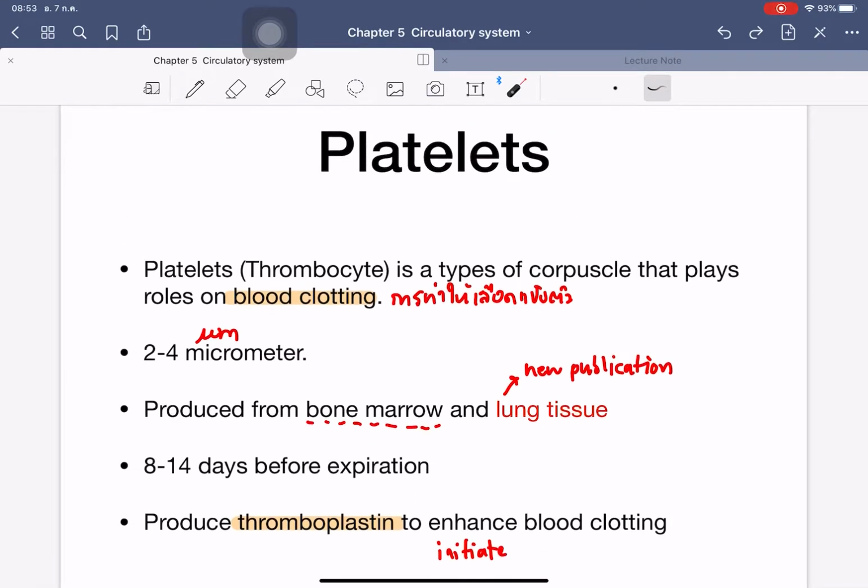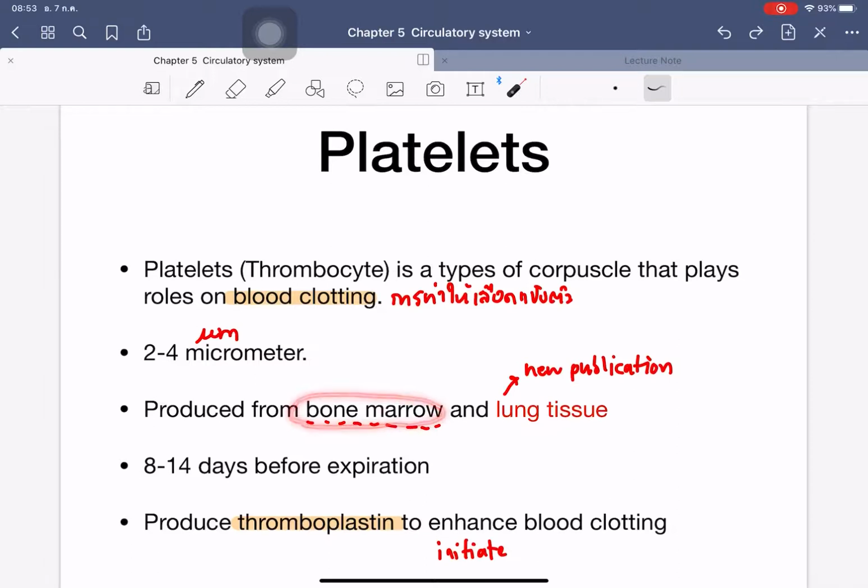The next type is the platelet. The platelets, or thrombocytes, are a type of corpuscles or blood cells and play a major role in the blood clotting process. The size is only about 2 to 4 micrometers, or μm, like this is a unit, and they are produced in the bone marrow.